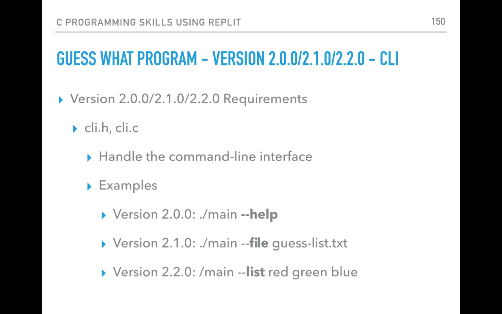Then in version 2, we're going to focus on the CLI, that is the command line interface, and make it work better. We'll have a --help, a --file, and a --list, 3 different command line options.